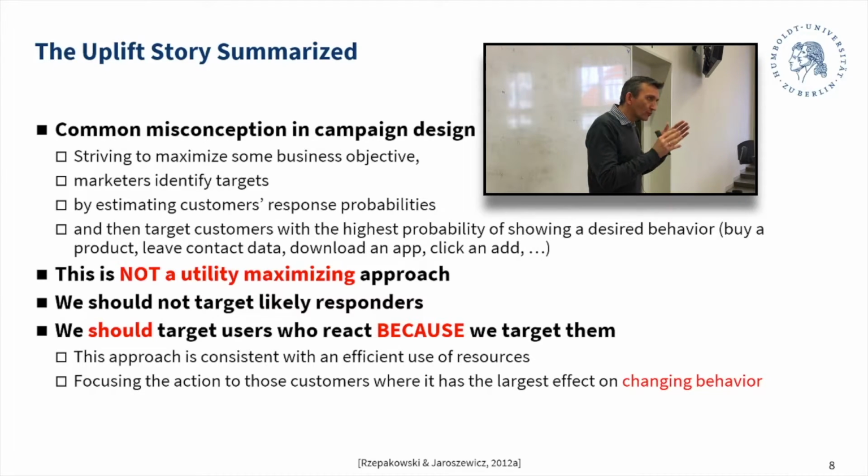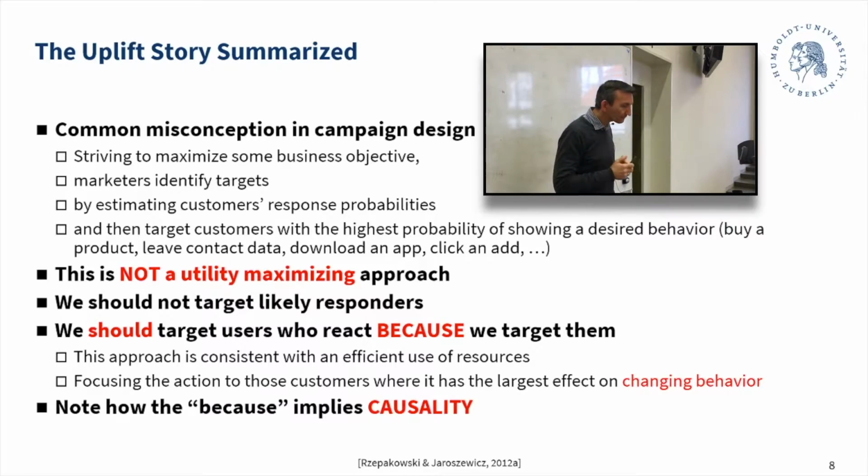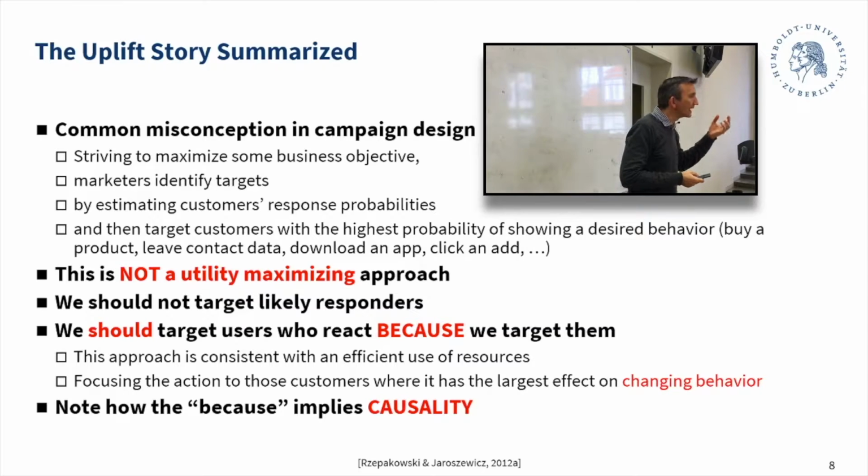So we could rephrase that, say, target those customers whose behavior you can change from a behavior that you don't like to one that you do like, from non-buying to buying. Target those whom you can convert into buyers, but who would not buy otherwise. And this idea implies causality.